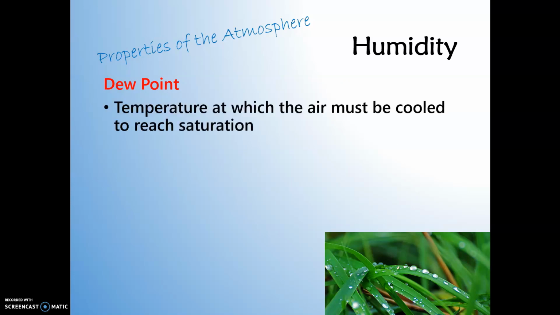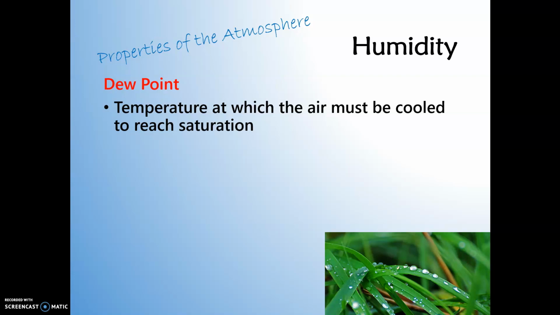So let's talk about dew point. Dew point is saying that there is a certain amount of liquid in the air. What temperature would we have to cool that air down to reach the point where things are saturated? Because once the air is saturated, dew forms.